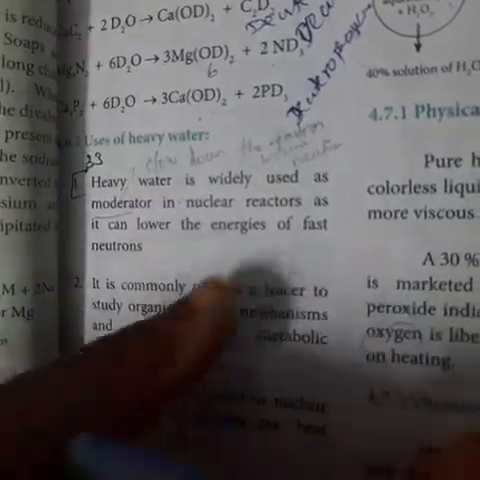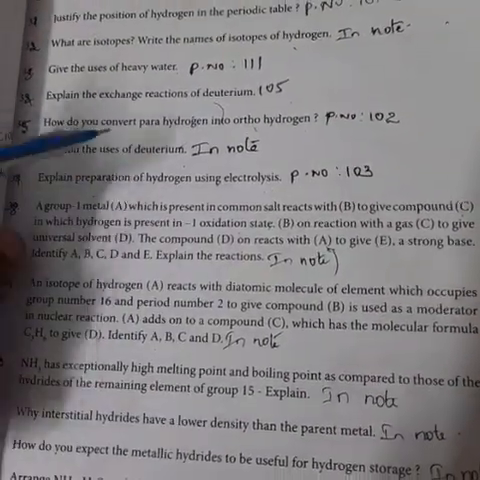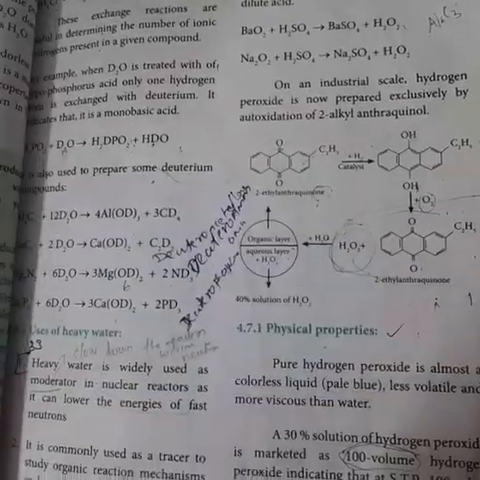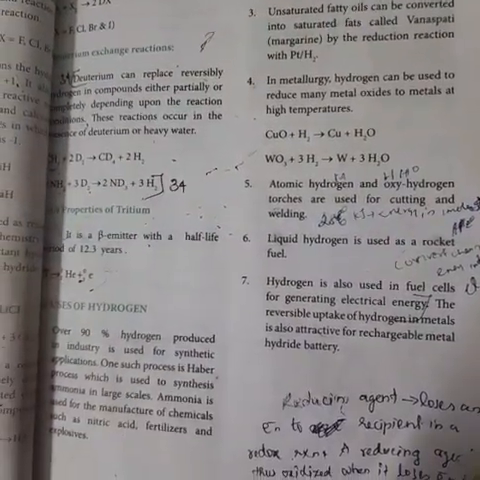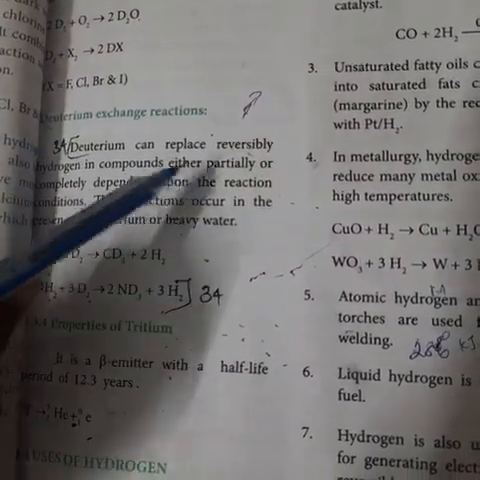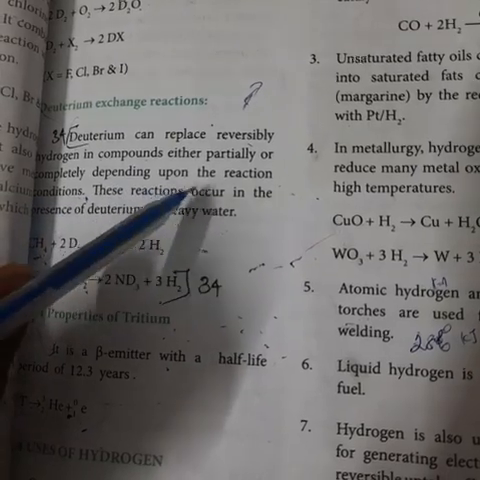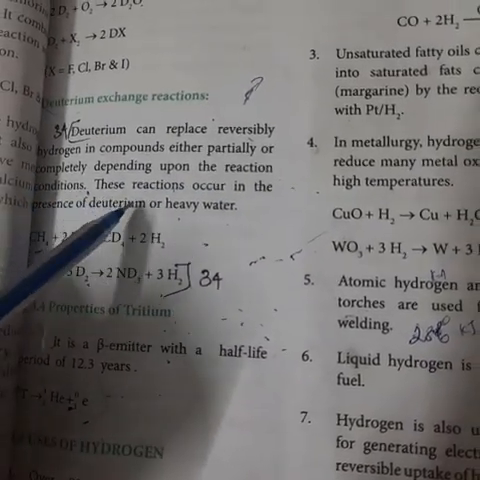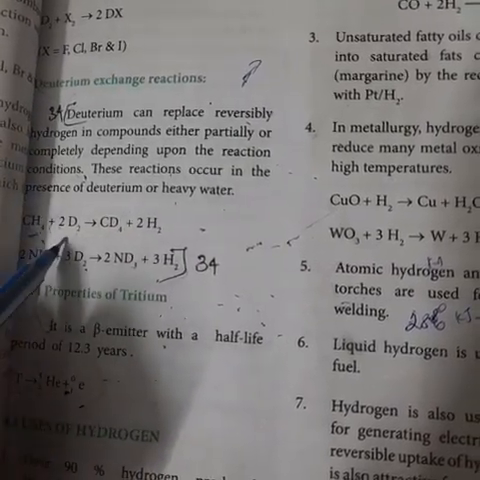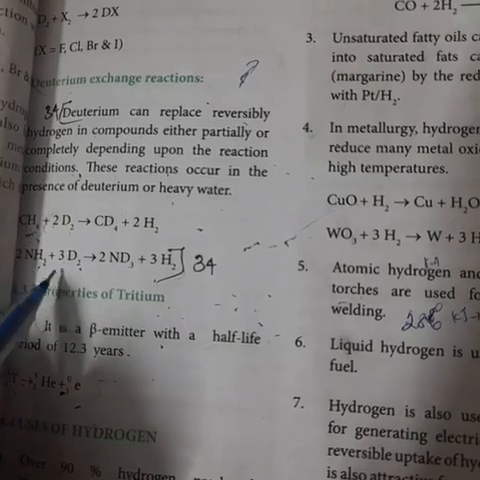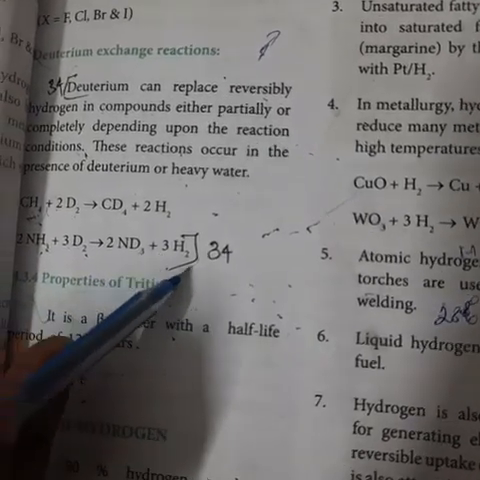Okay, question number 34: explain the exchange reactions of deuterium. Page number 105, take it now. Deuterium can replace hydrogen reversibly in compounds, either partially or completely, depending upon the reaction conditions. These reactions occur in the presence of deuterium or heavy water. For example, CH4 plus 2D2 gives CD4 plus 2H2, and 2NH3 plus 3D2 gives 2ND3 plus 3H2. This is the exchange reaction of deuterium.